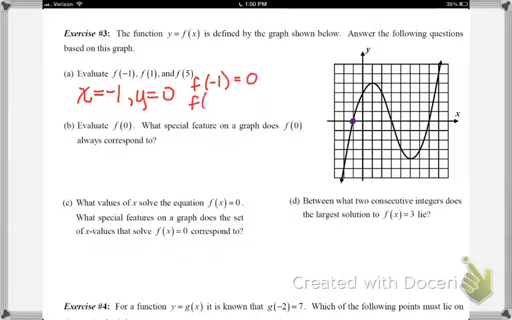Now f at 1, again, let's go back to our graph and see where x is equal to 1. What is the y value on our function's graph? So when you have x is equal to 1, that is our value for y, and it looks like y is equal to 4. So f of 1 is equal to 4.